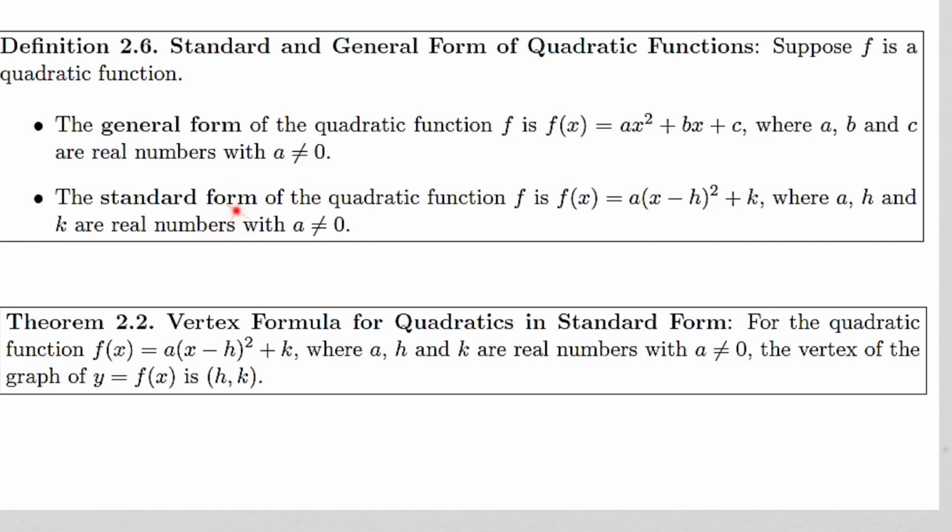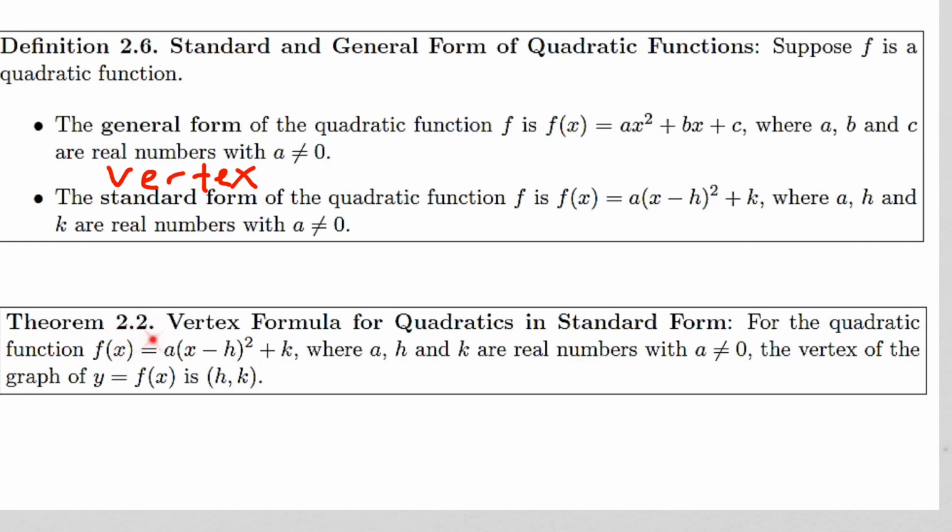Standard form, also sometimes called vertex form, is written in what you're used to seeing now after our transformation studies, in this format here, where you can see the horizontal shift is inside the parentheses, the vertical shift is outside the parentheses, and then your dilation or contraction factor is in front. So this is vertex form or standard form of a quadratic function.